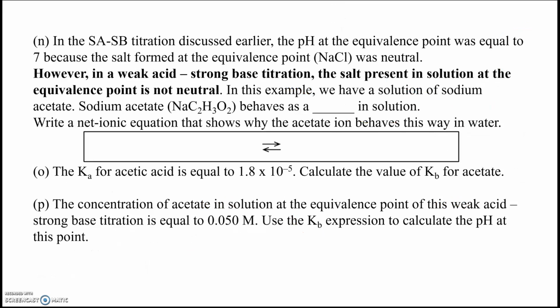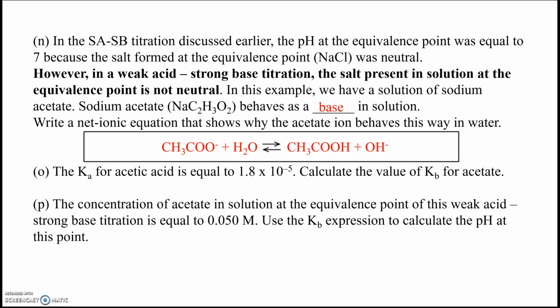All right, in the strong acid, strong base titration, the pH at the equivalence point was 7 because the salt that I manufactured, sodium chloride, doesn't do anything to the pH. But when I have a weak acid, strong base, the salt that I make doesn't behave the same way. So here I have sodium acetate, and sodium acetate behaves as a base in solution. And let's look at why. We want to write the net ionic equation. So I'm going to write acetate ion plus water reacts to form acetic acid plus OH minus.